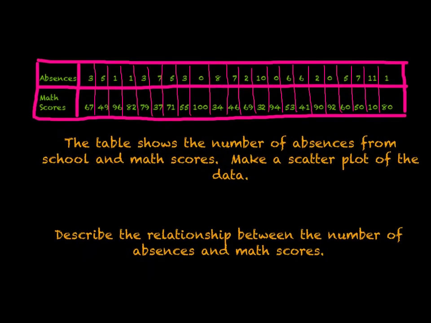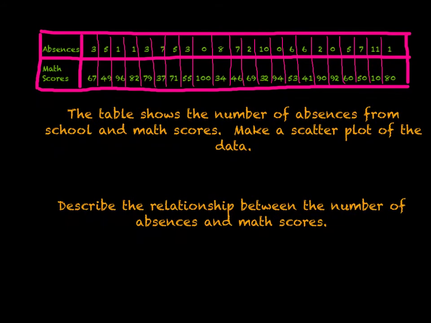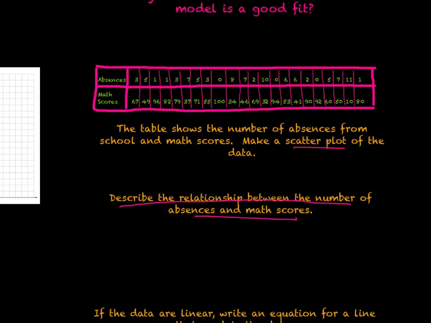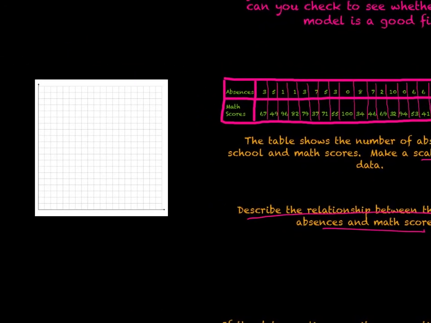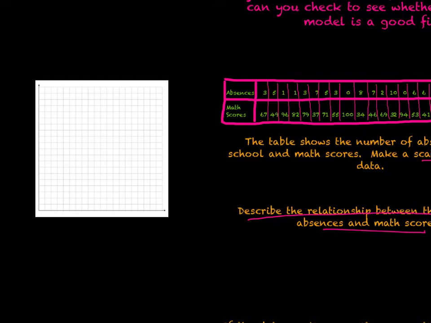Our data is looking at absences versus math scores. We want to see if absences and math scores are directly related, if they have a correlation, a relationship, and what sort of data that looks like. We need to make a scatter plot for this data, and we need to describe the relationship between the number of absences and math scores. So let's start by making the scatter plot.